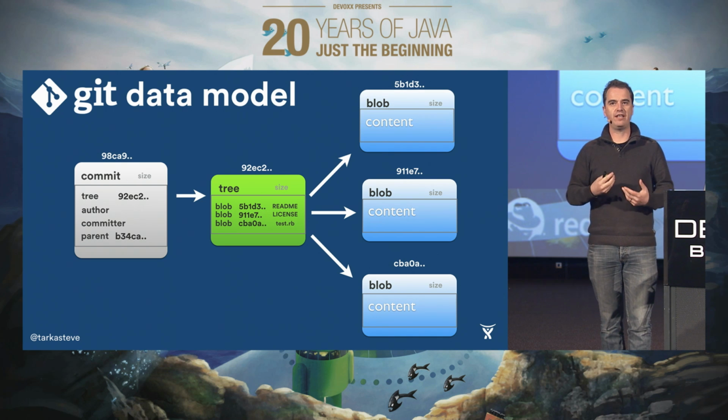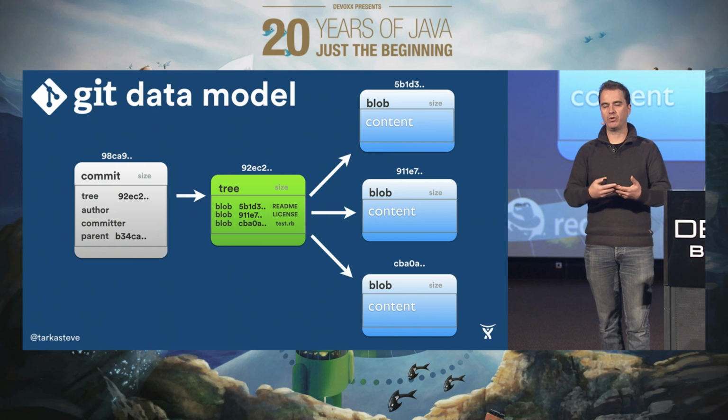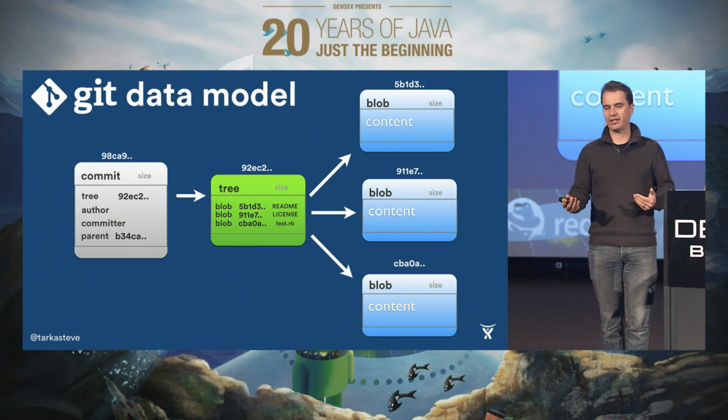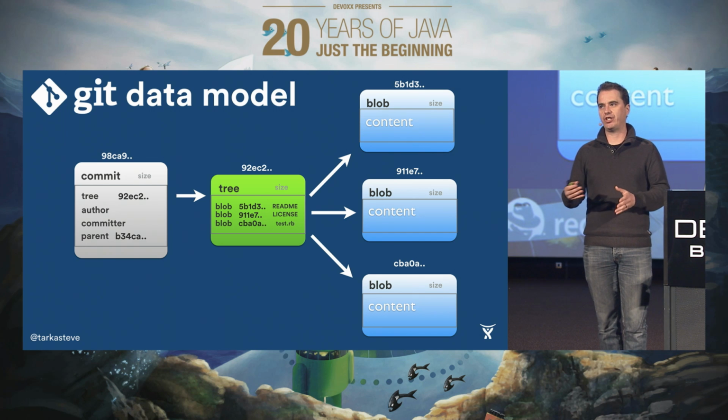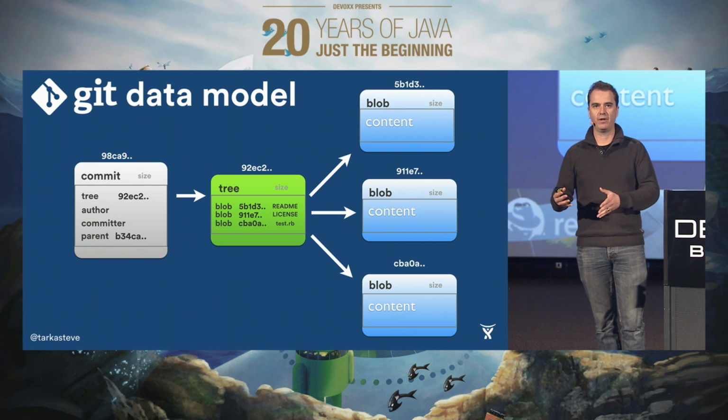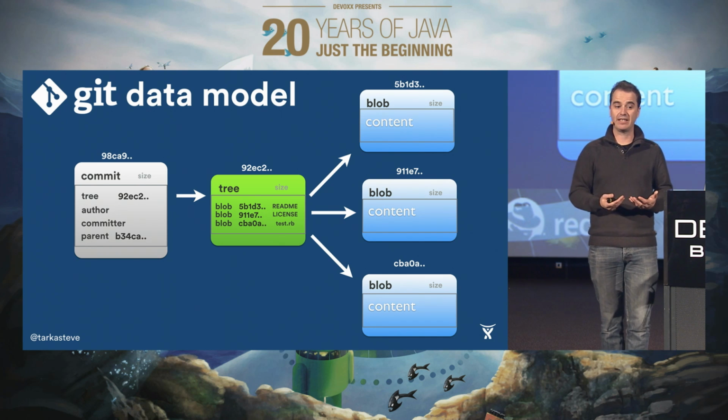So there are only really three types of objects inside Git. There are the content blobs. There are trees, which point to content blobs. These are very conceptually similar to file systems. And then there are commits, which point to trees, which point to objects. Commits give you a changing model over time. But this is basically it.